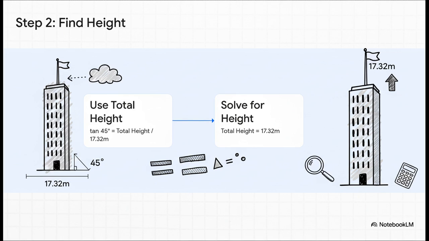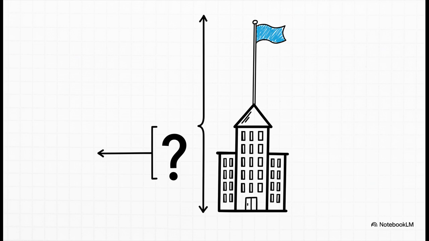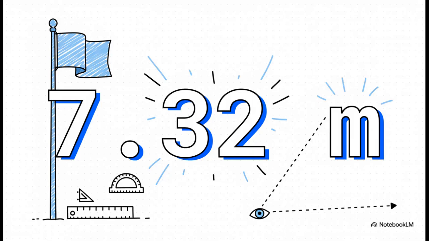we just calculated. And here's a neat little math trick. The tangent of 45 degrees is just 1, so the math is super easy. The total height is also 17.32 meters. We're on the home stretch now. We know the total height all the way to the top of the flagstaff, and we already know the height of just the building. So all we have to do is a simple subtraction to figure out the height of the flagstaff all by itself. And there it is. The length of that flagstaff is 7.32 meters.